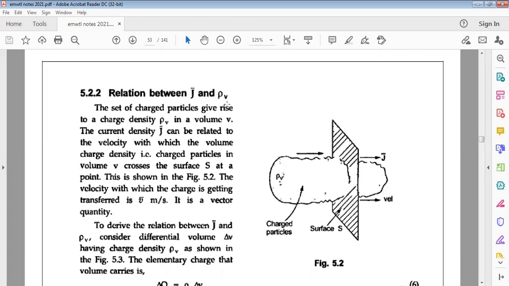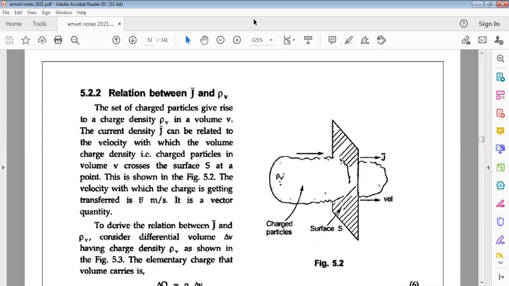The rho v is the charge density, the volume charge density. The set of charged particles gives rise to the charge density in a volume V. The current density J bar can be related to the velocity with which these charged particles in the volume V cross the surface at a point.